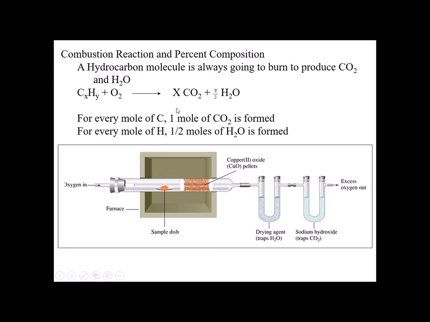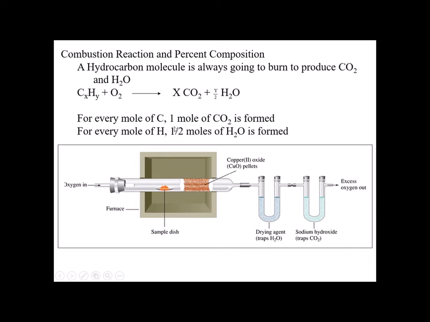Because water has 2 hydrogens per 1 molecule, whatever the subscript for Y is, divided by 2, becomes the coefficient there. So what this means is that for every 1 mole of carbon that I burn, 1 mole of carbon dioxide is formed. And for every 1 mole of hydrogen that I burn, a half a mole of water is formed. Okay, and these 2 things are going to become important in the calculation.